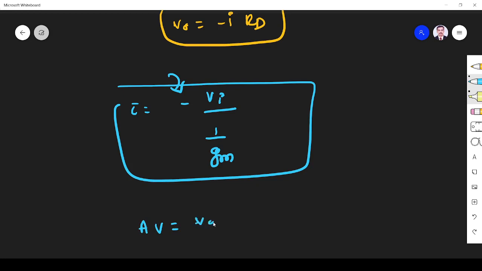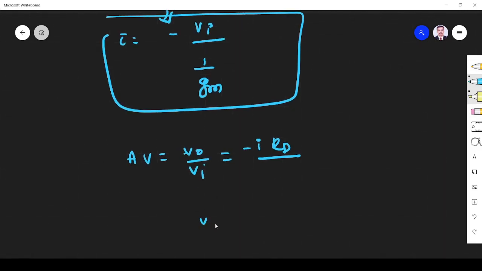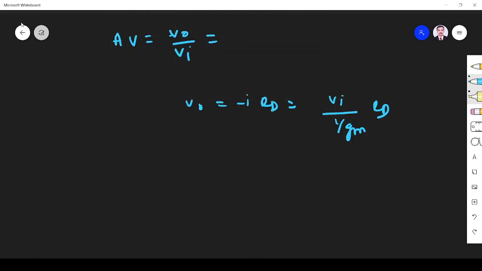It is VO by Vi, right? VO is equal to minus I into RD. Here I put like this. VO is equal to minus I into RD. Instead of I put Vi, so it is Vi by 1 by Gm RD. So VO by Vi, which is nothing but AV, that is equal to Gm into RD.